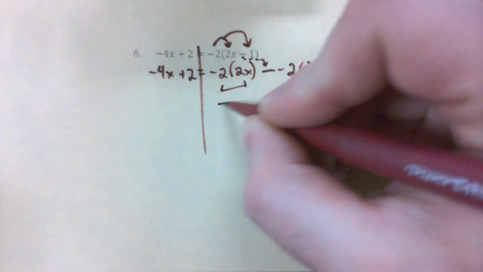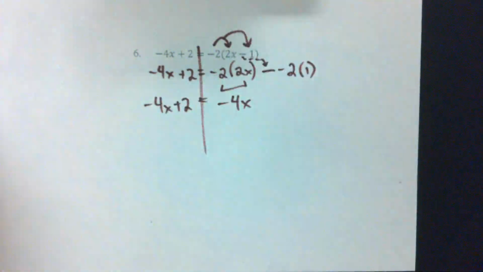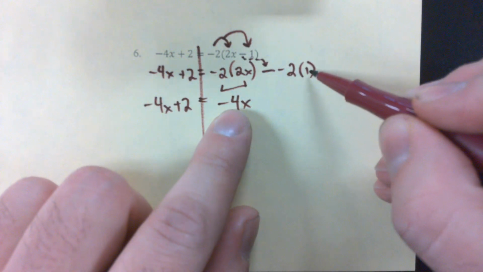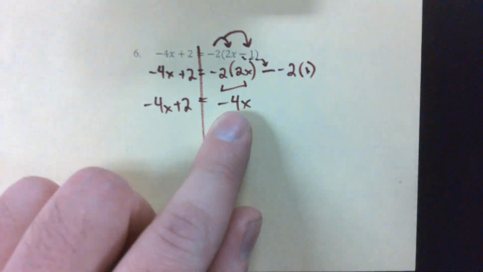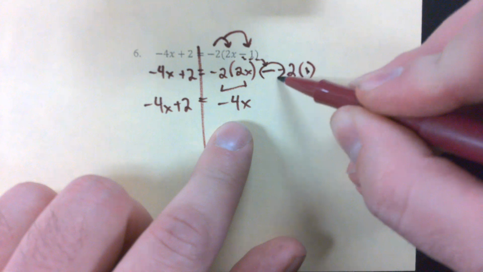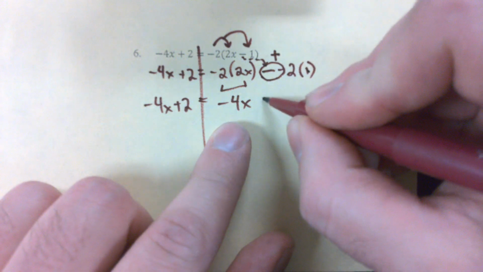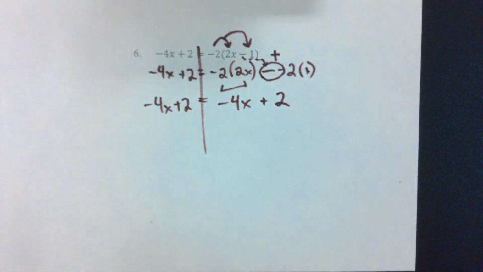What's that going to give us? Well, negative 4x right there. And then negative 2 times 1 is negative 2. But because we're subtracting, we can think of this as 2 minus signs next to each other becoming a plus sign. And 2 times 1 just gives us 2.